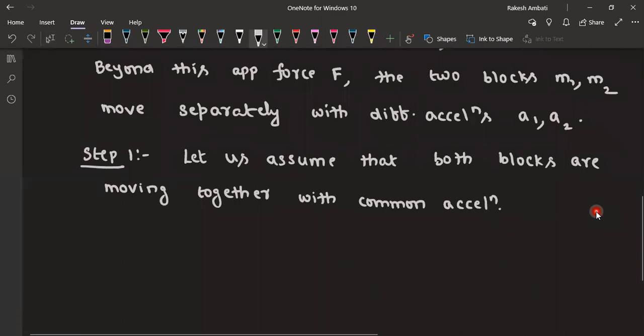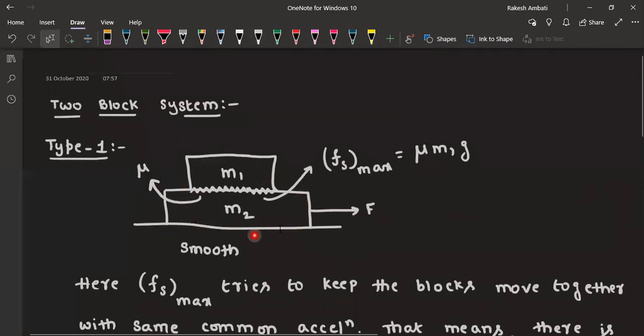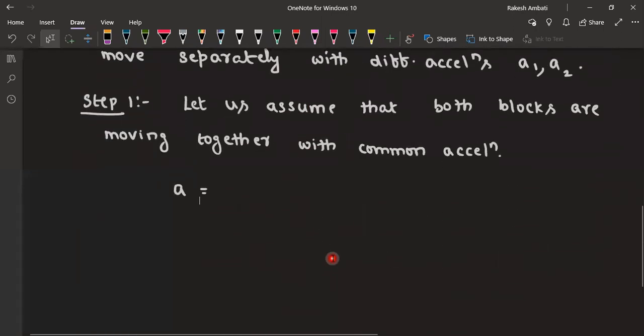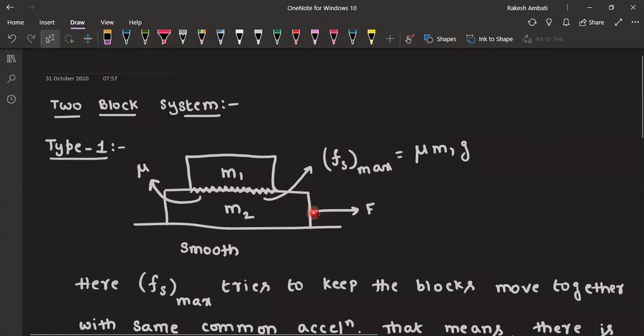Then how to find this common acceleration A equal to? You please answer here. Applied force upon m1 plus m2. Perfect. So A equal to F applied upon m1 plus m2. And one more thing here: in this case it is applied force, but do we have any frictional force present? No, sir. So I'm taking M1, M2 as a single system.